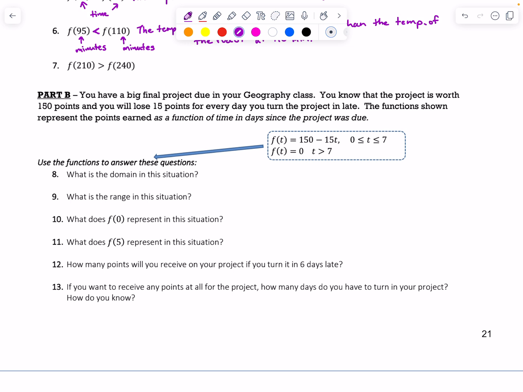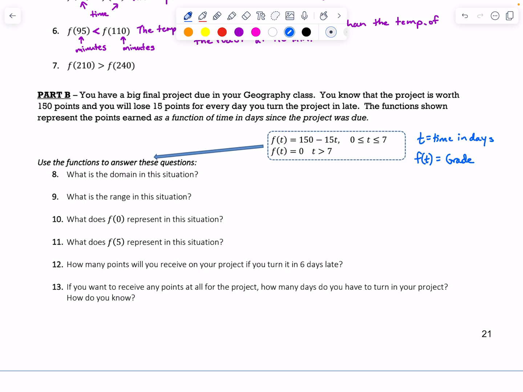It says you have a big final project due in your geography class. You know that the project is worth 150 points, and you will lose 15 points for every day you turn the project in late. The functions shown represent the points earned as a function of time in days since the project was due. So I like to jot down things they've told me, like t is time in days, and then f of t is my final thing, which would be my grade. That's what's going to come out of the time I take to turn this thing in.